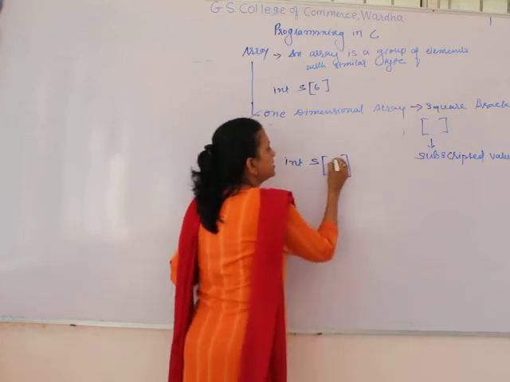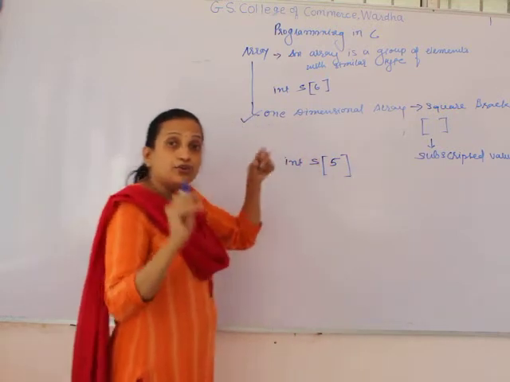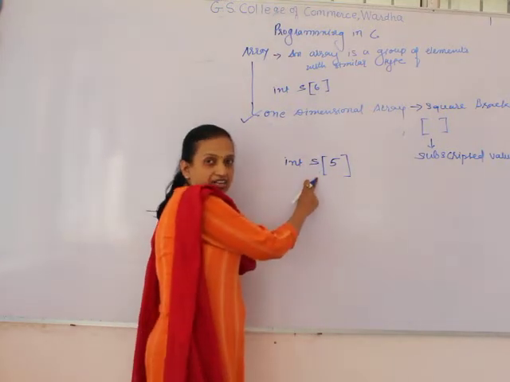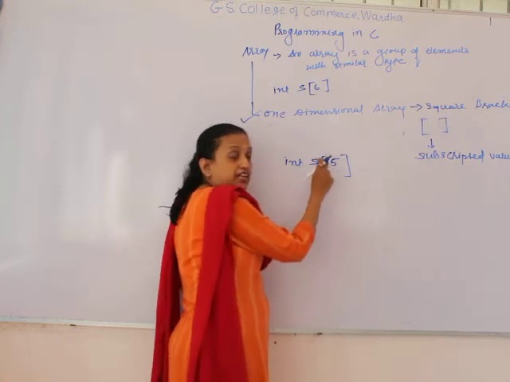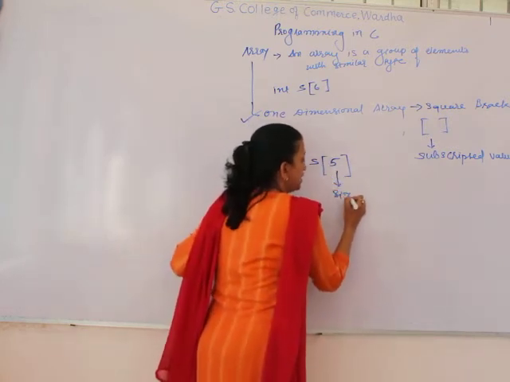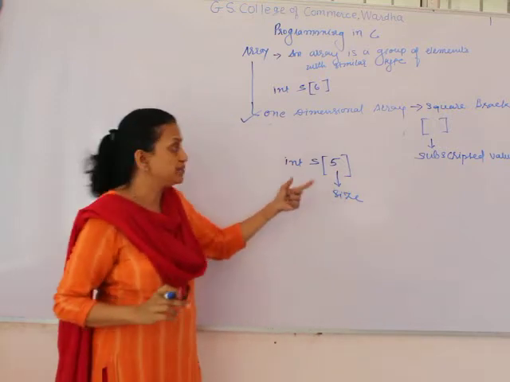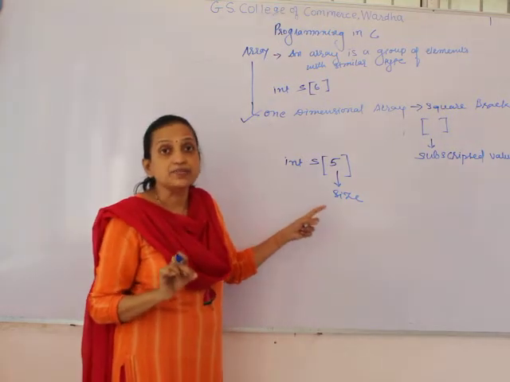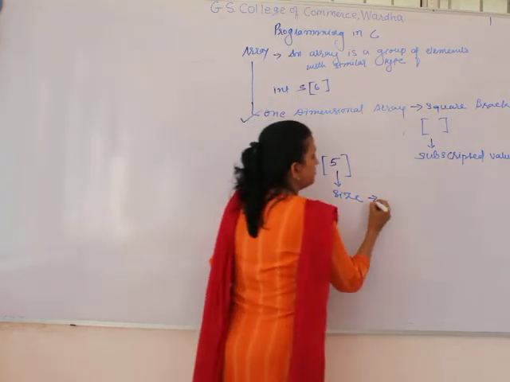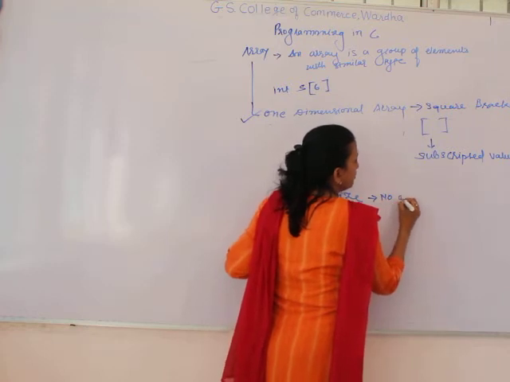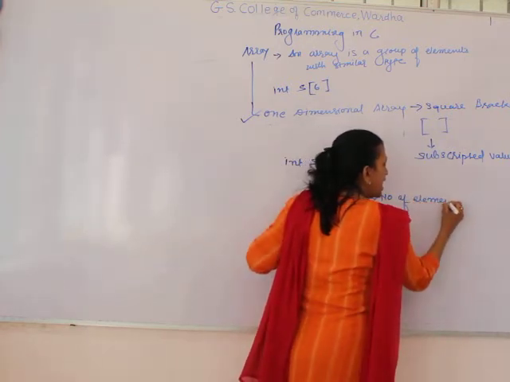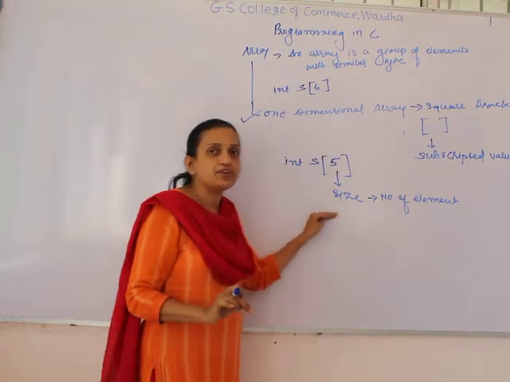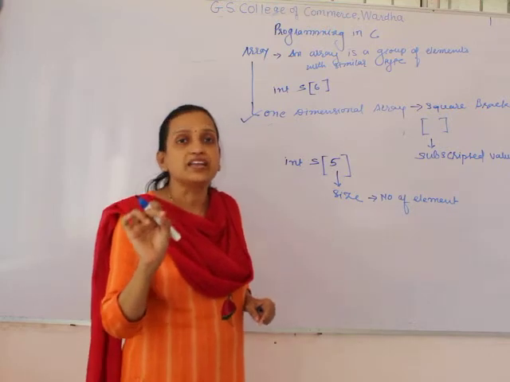Suppose I declare it as 5, that means you are able to store 5 values in this array variable. Why? Because you are defining this as the size of your array. The single subscripted bracket, meaning the square bracket, must contain the size, and the size means the number of elements. Size is nothing but the number of elements, and every element is referred to by an index number.